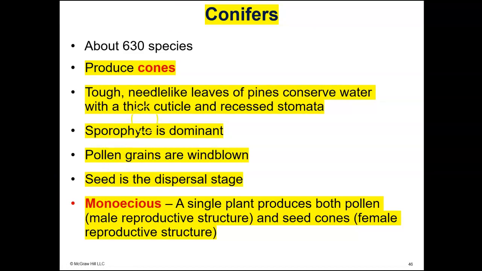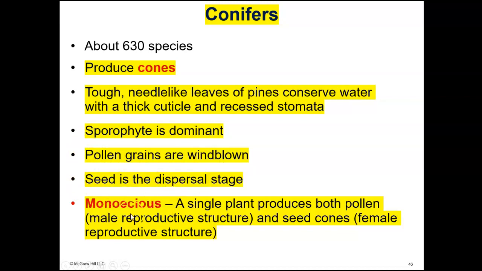The conifers produce cones. They also have tough needle-like leaves that conserve water. They have a thick cuticle and recessed stomata, which help to conserve water. The sporophyte is dominant, as it is with all of the plants besides the bryophytes. The pollen grains are wind-blown. The seed is the dispersal stage.